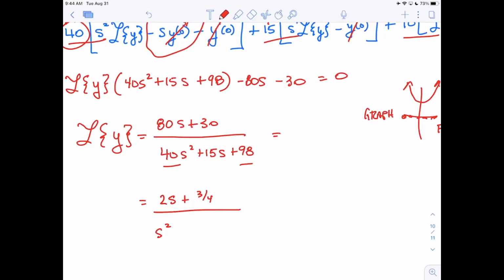15 divided by 40. Let's see, 5 goes into those. That'd be 3/8. Is that right? 3/8, yeah. I don't know if I should be writing that as a fraction or a decimal. 98 divided by 40 isn't going to be any good, so maybe 2.45. I guess I'll just leave it as a decimal for now.